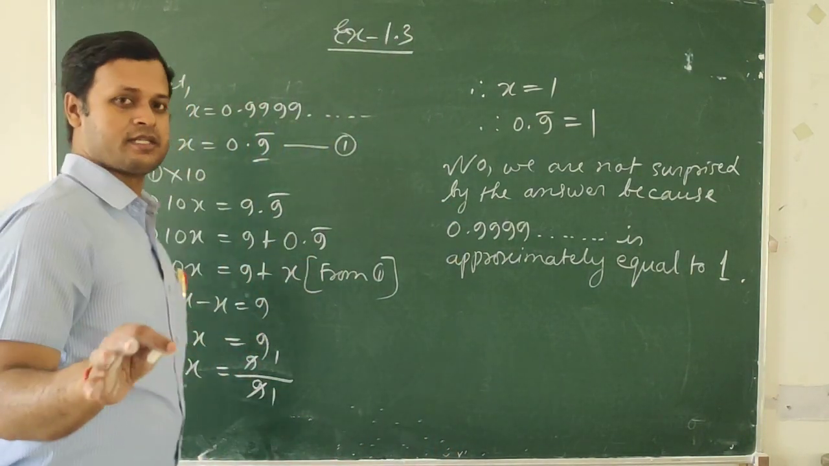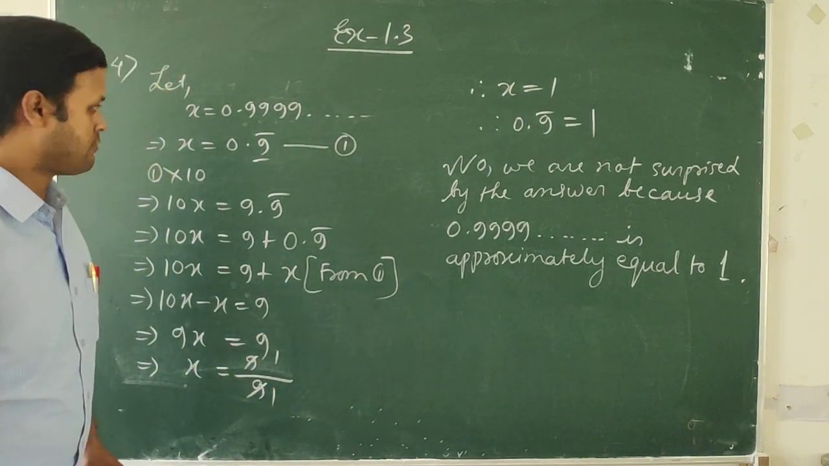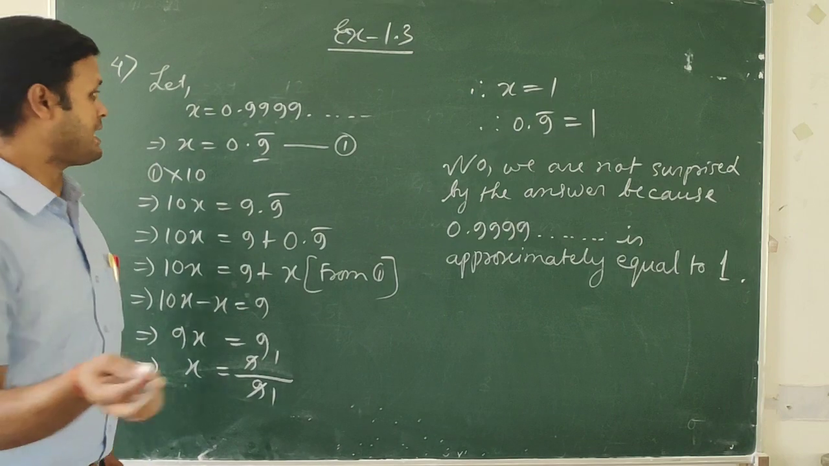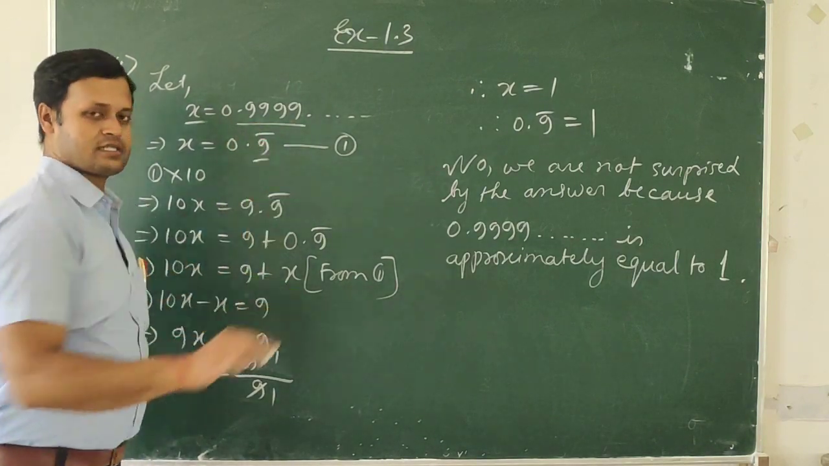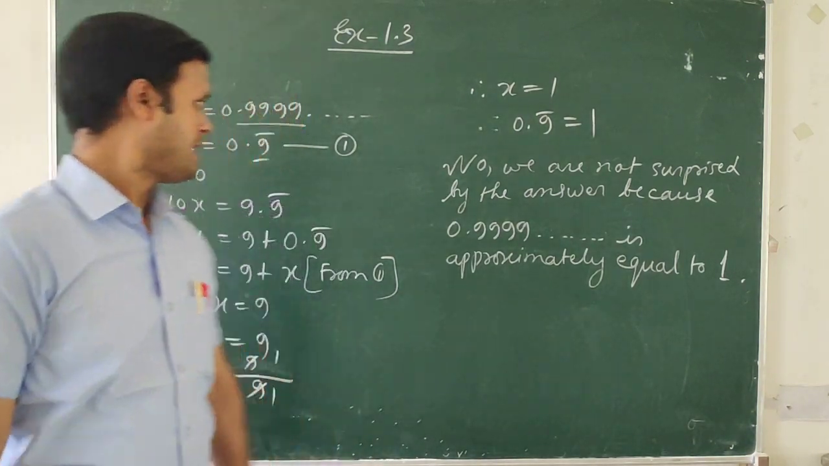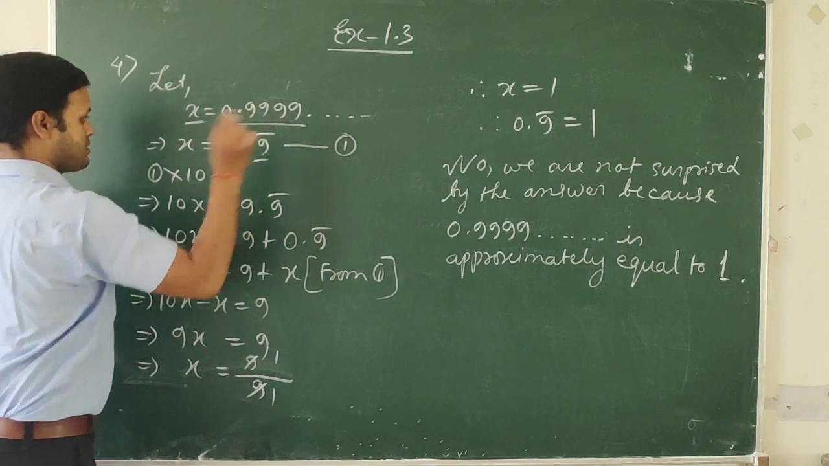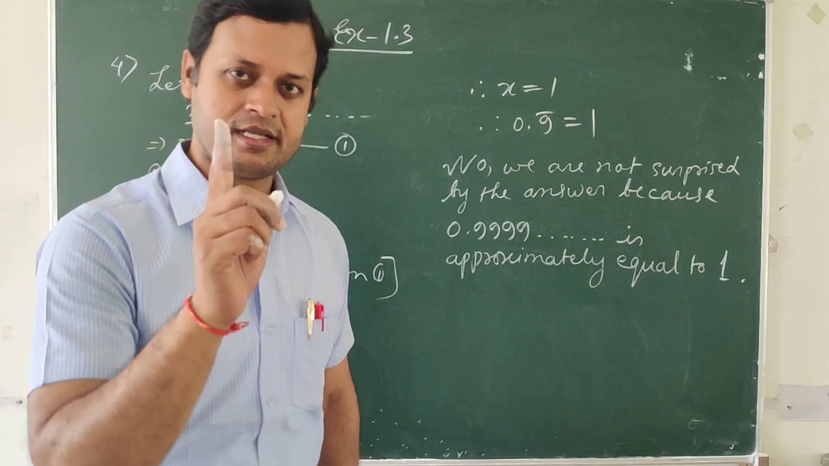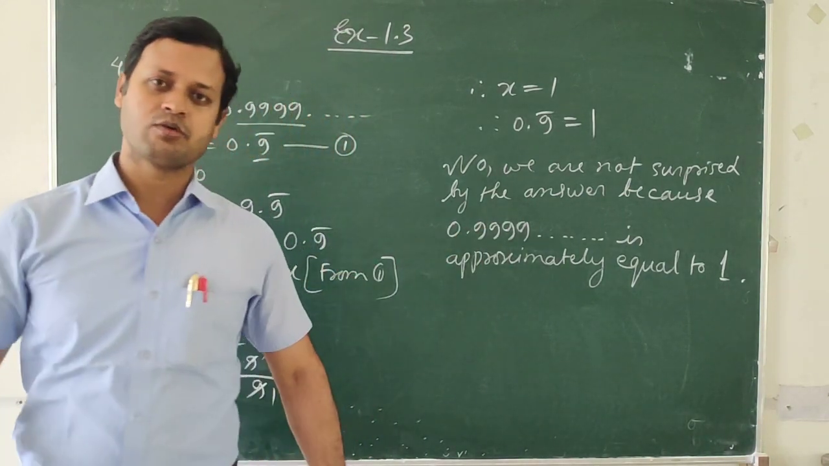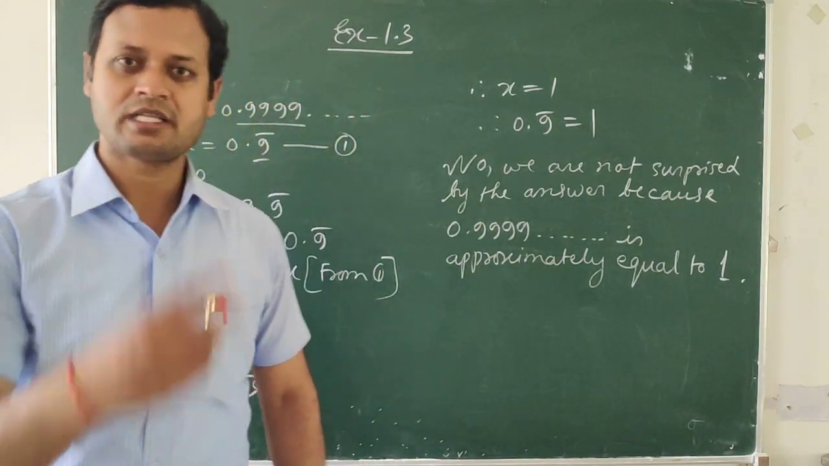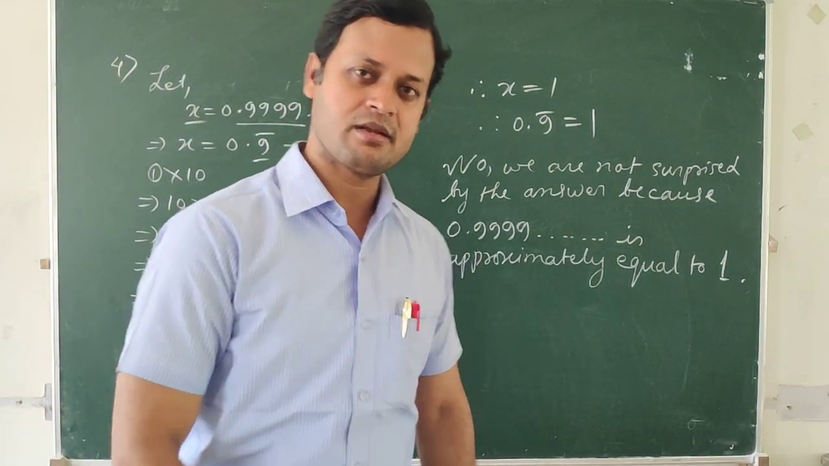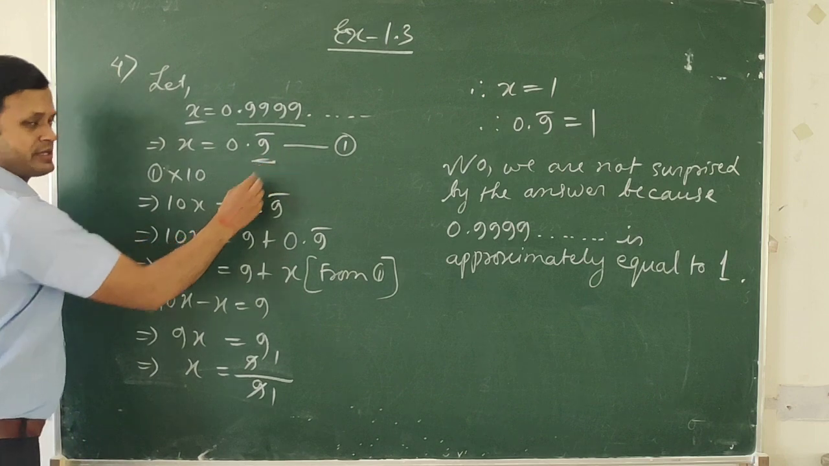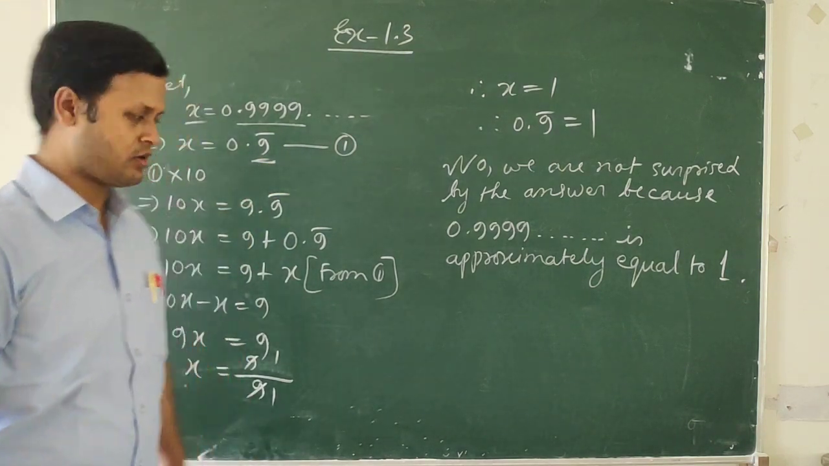If only one number is repeating, firstly you have to consider that this number is equal to x. So consider that x is equal to 0.9 bar. Now you can see that only one number is repeating, so you have to multiply both sides of the equation by 10. If two numbers are repeating, multiply by 100. If three numbers are repeating, multiply by 1000. Because one number is repeating, we will multiply by 10 on both sides.